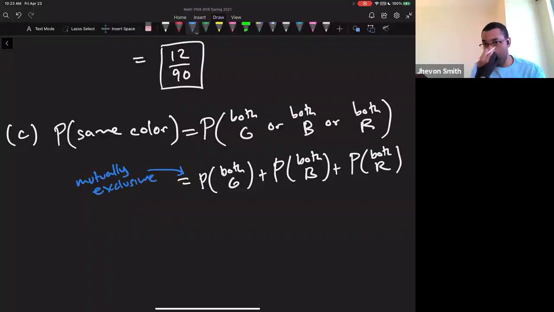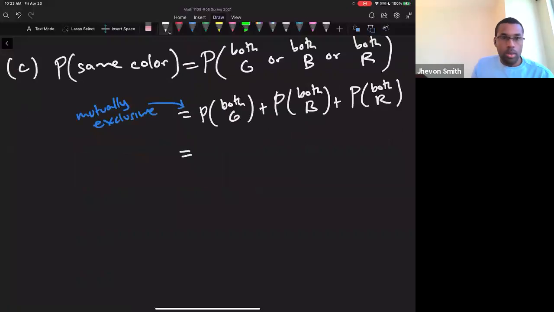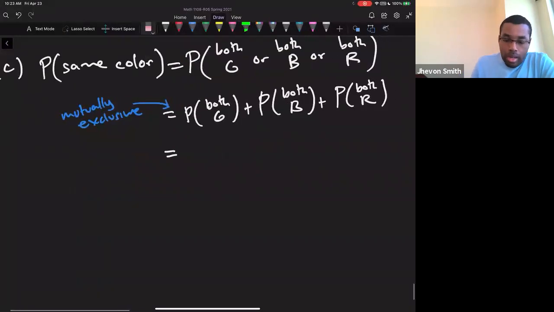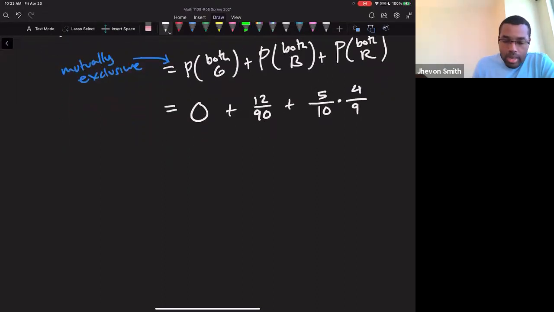You don't just randomly add probabilities just because you see an or. Which I think the next examples, which I'll leave you to do, examples 6 and 7, you'll see that come up. So probability of both green, we know that's 0. Probability of both blue, we saw that was 12 over 90. Probability that both were red is, again, the first is red, then the second is red given the first was red. So that's 20 over 90. So this is 32 over 90.